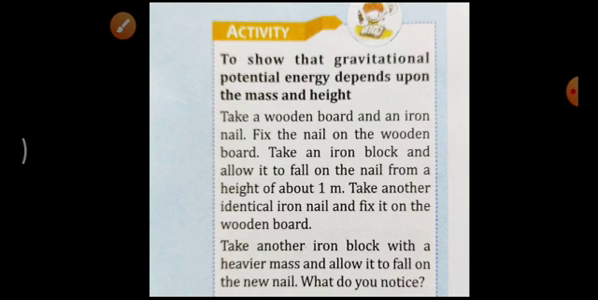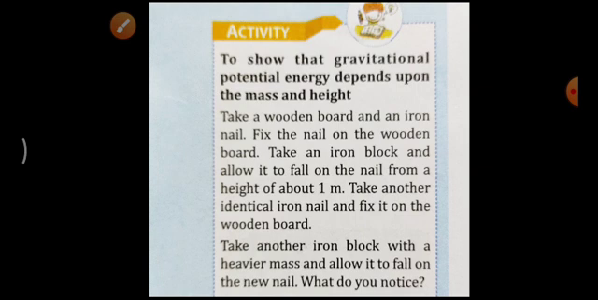Take a wooden board and an iron nail. You know that, iron nails and a wooden board also. So fix the nail on the wooden board. Take an iron block and allow it to fall on the nail from a height of about 1 meter. Take another identical iron nail and fix it on the wooden board. Take another iron block with a heavier mass and allow it to fall on the new nail.